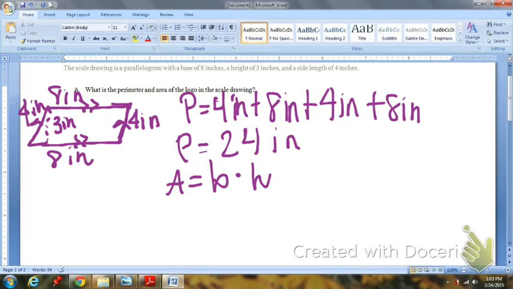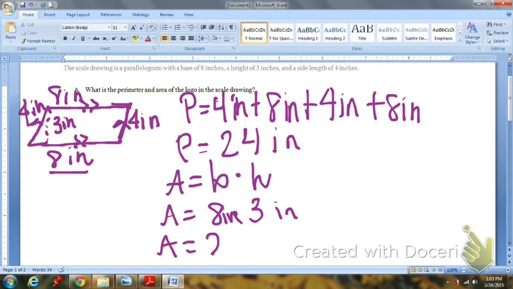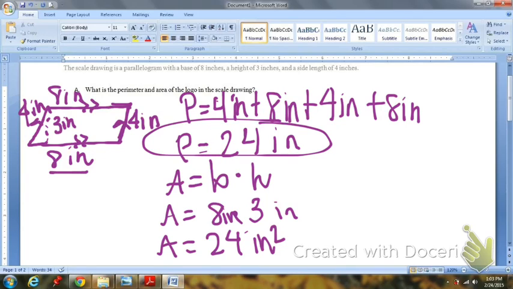So 8 is our base, the problem says, and 3 is our height. And so we're going to plug it in. So area equals 8 times 3. 8 times 3 is 24. And because it's inches times inches, because we're finding area, it's inches squared. So now we know that our perimeter is 24 inches and our area is 24 inches squared of the logo in the scale drawing. Did we answer the question? Yes. It wanted the perimeter and the area of the scale drawing, and we found that.